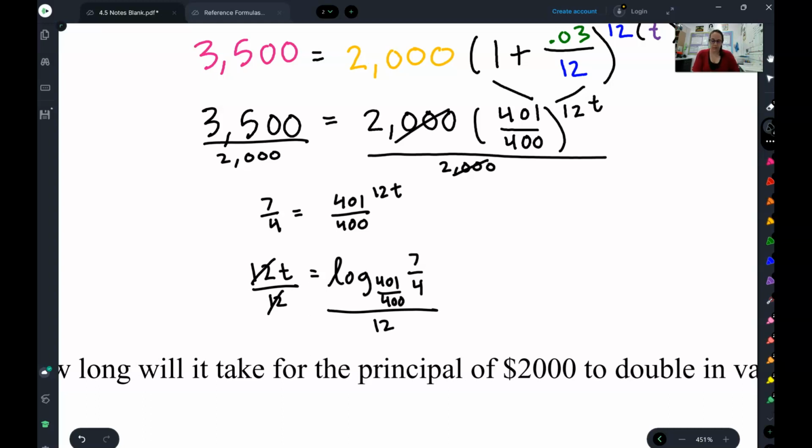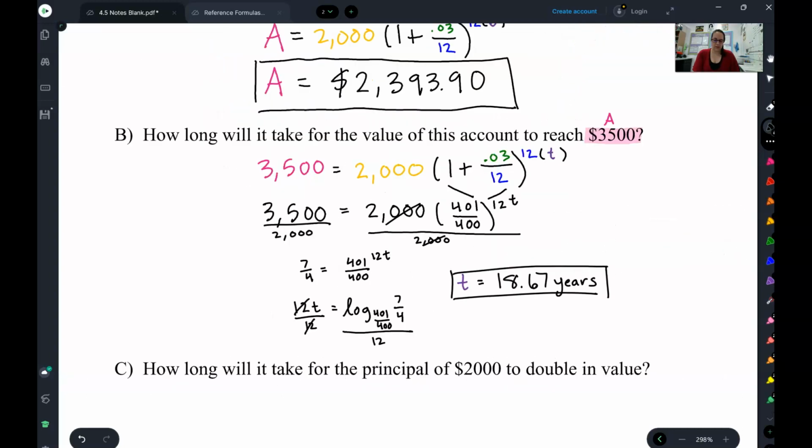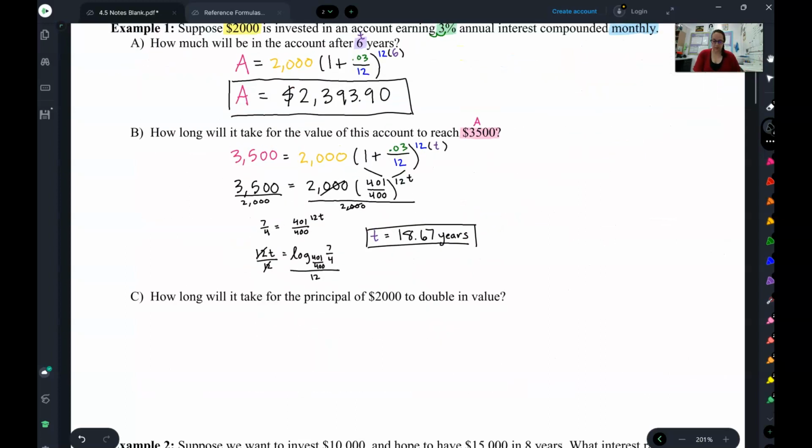Divide that whole thing by 12, and I know it looks kind of ugly, but you can still type it into your calculator. So if we type all that into our calculator, we're going to end up with 18.67, and I know that this is going to be years. So that's a couple examples. Let's now look at C.